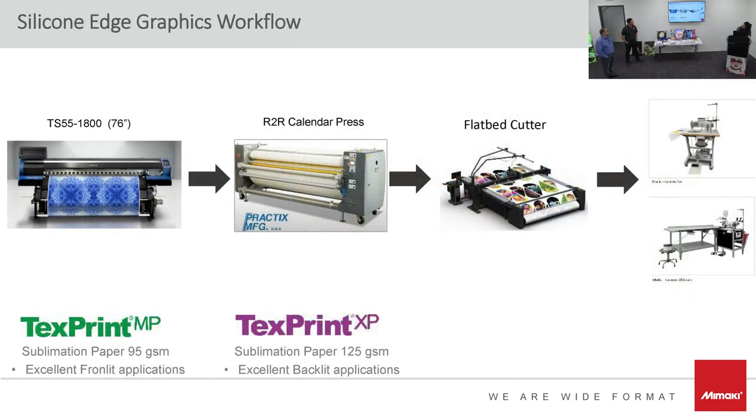So here's the silicone edge graphics workflow. The printer we have here is a TS-55 for this application. Once you're done printing, you move on to your calendar press, and then to your cutting operation where you cut out your soft signage graphics. Then you use a sewing machine to sew the silicone edge on all four sides of your fabric.